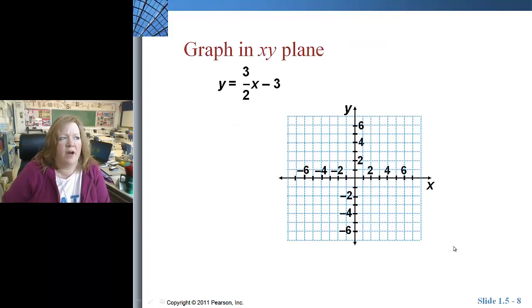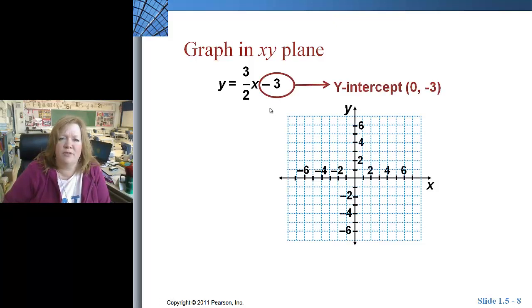Alrighty, graphing in an xy plane, we know how to graph this line, or hopefully we know how to graph this line. You start off with your y-intercept of 0, -3, and then 3/2 is your slope. So that means I'm going to go 3 units up and 2 units right from this point. You got to have one point to start with.